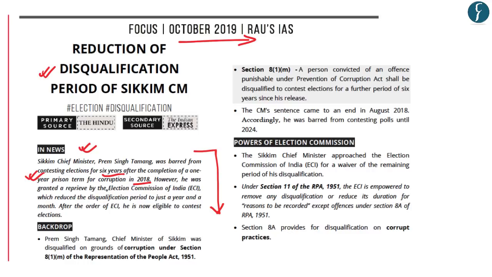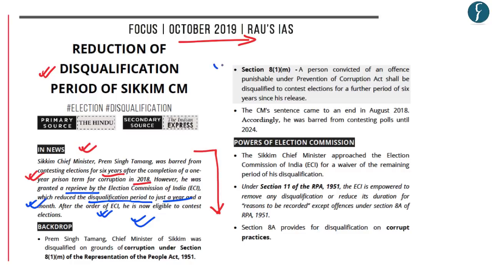However, the Election Commission of India granted a reprieve, that is, he was let off by the Election Commission of India, as the Commission reduced the disqualification period to just 1 year and 1 month. And accordingly, after this particular order of the Election Commission, the CM of Sikkim was eligible to contest elections.